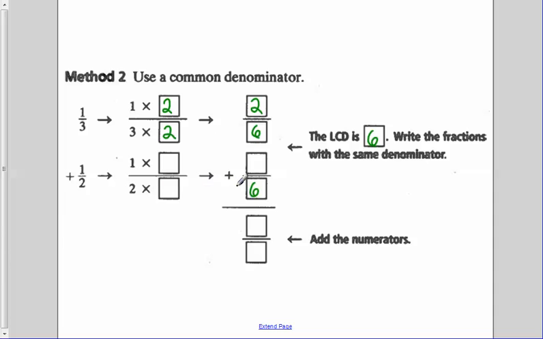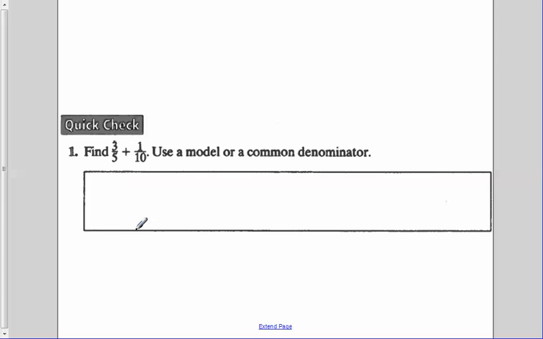Same idea with my second fraction, 1/2. I have to multiply 2 by 3 to get to 6, so I'm going to do the same to my numerator. 1 times 3 is 3. Now, having common denominators, I can just add 2 and 3, and I get 5/6. So let's take a chance for you to try it on your own. I'd recommend using the common denominator method, but do whatever makes sense to you.